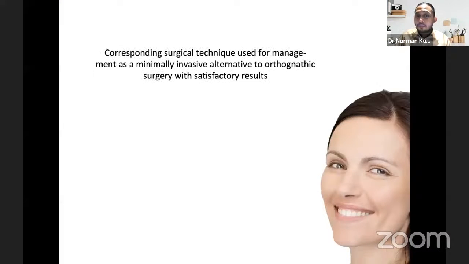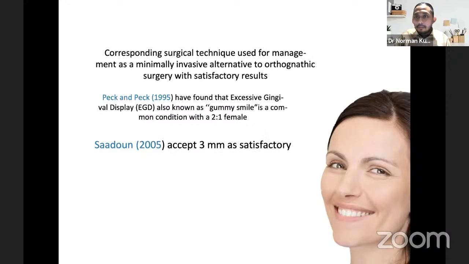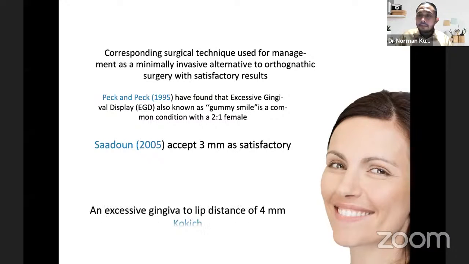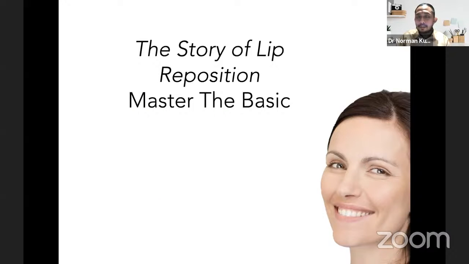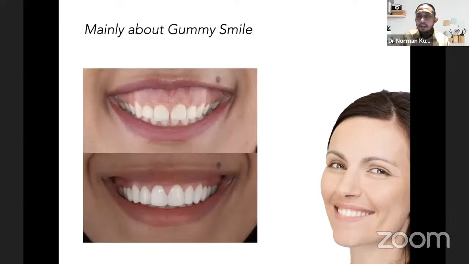After we know a little bit about laser, I will bring you the next topic about lip reposition. Lip reposition is a treatment that's still not quite familiar among dentists, and still not every person can do it. Lip reposition is basically a treatment for gummy smile correction.